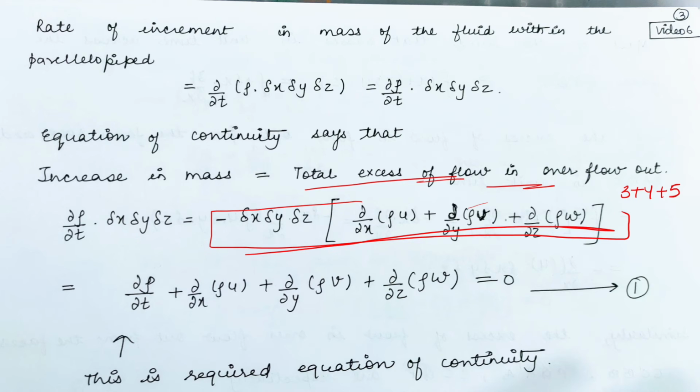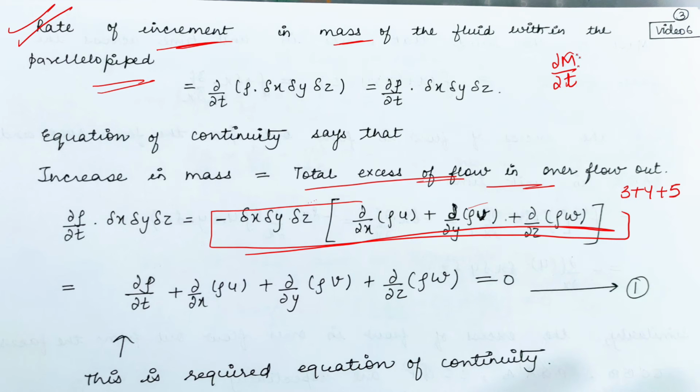Now I'll explain you the left hand side. See here, rate of increment. Till now we are working for excess flow out, that means how much extra mass of the fluid flows out. Now the second thing, rate of increment in mass of the fluid within the parallelepiped. How much mass of the fluid will increment in the parallelepiped? So for that we have the formula del m by del t.